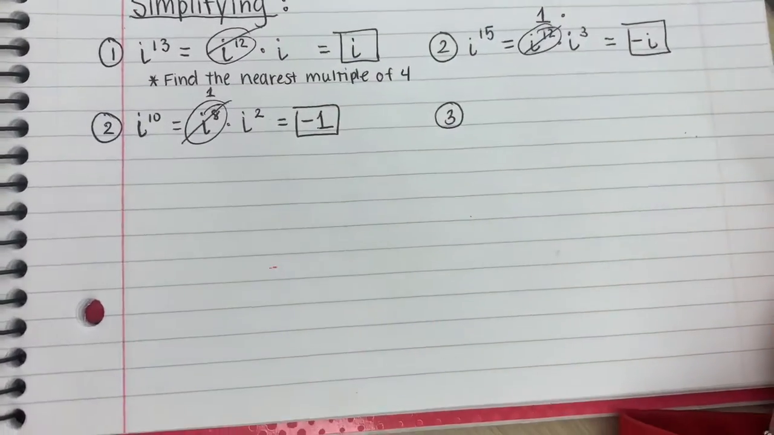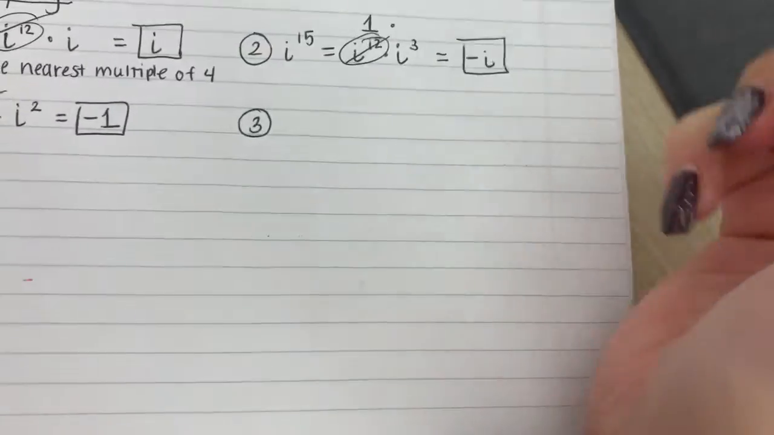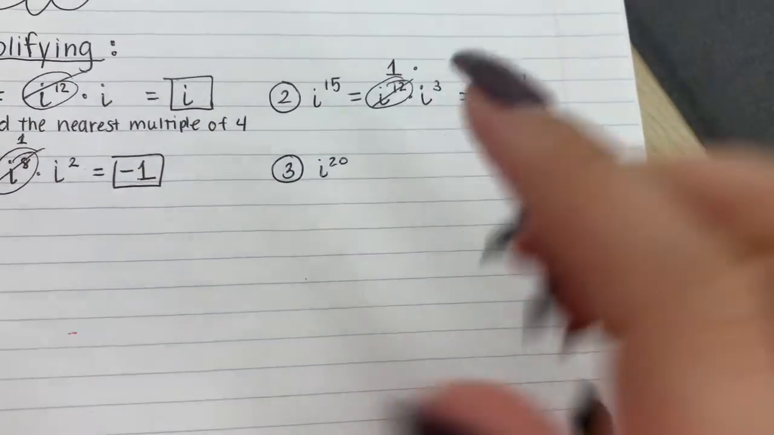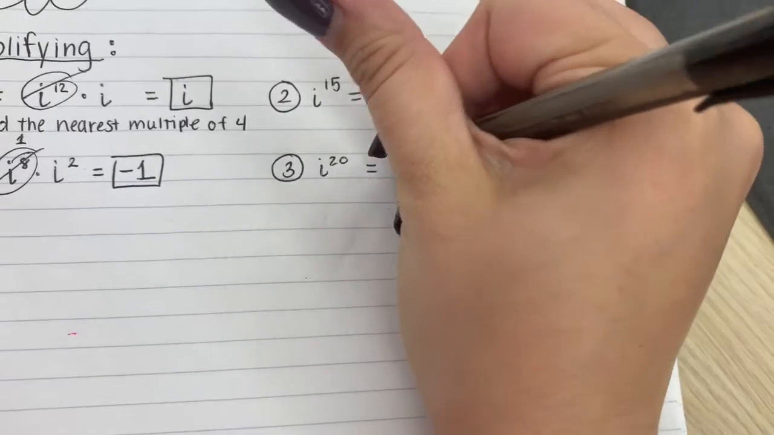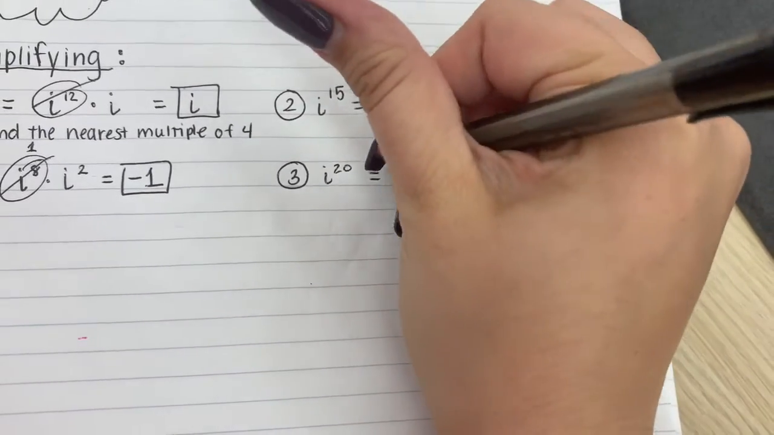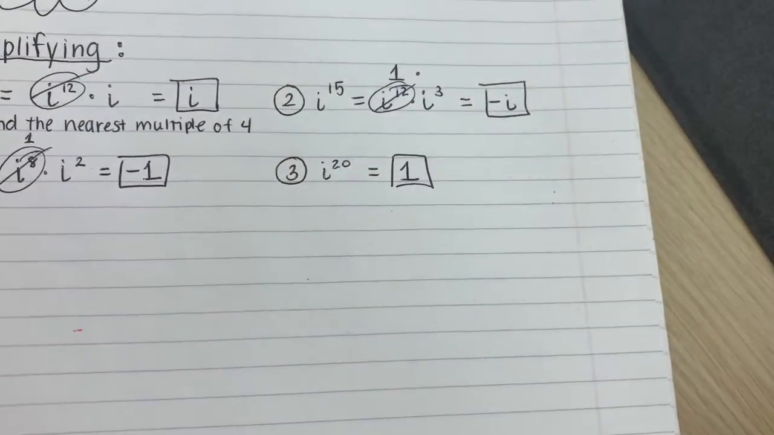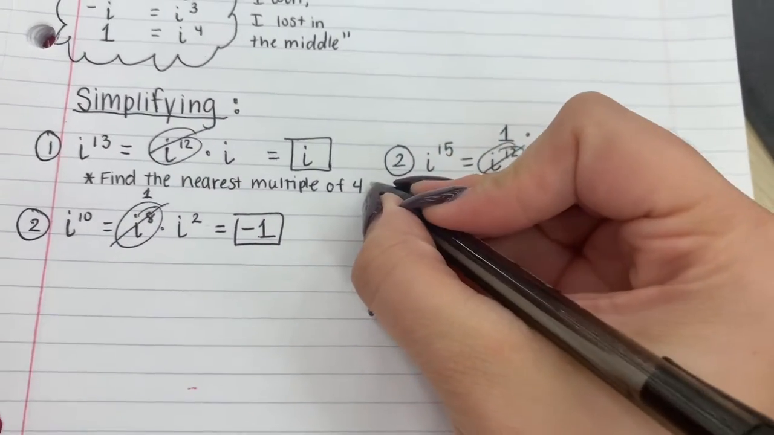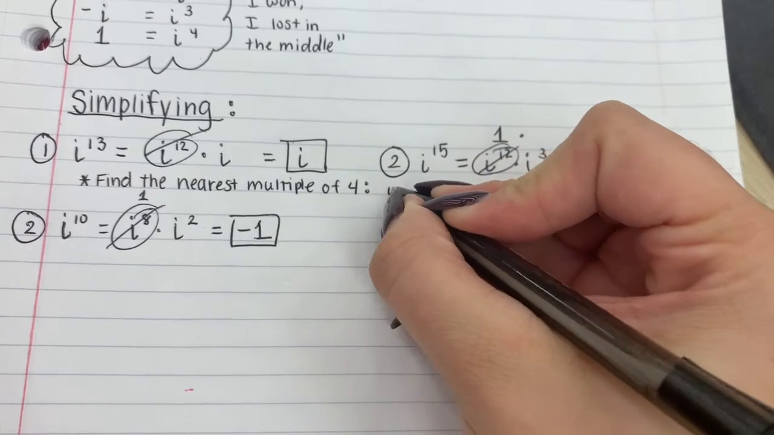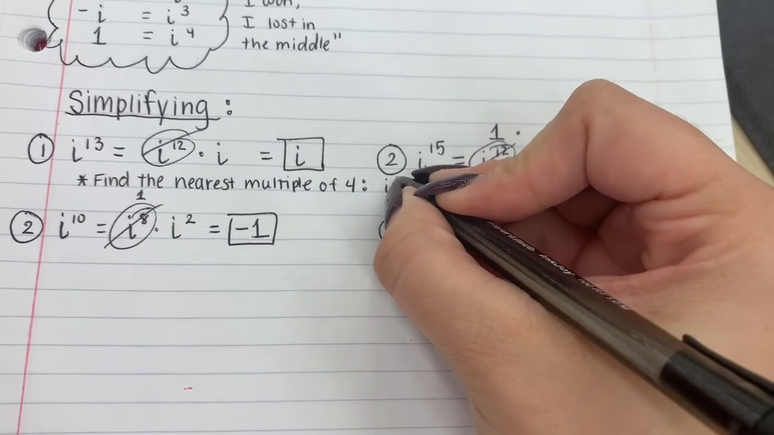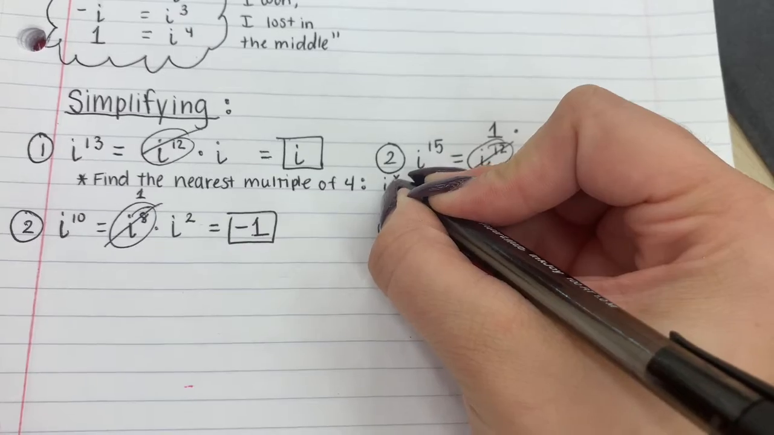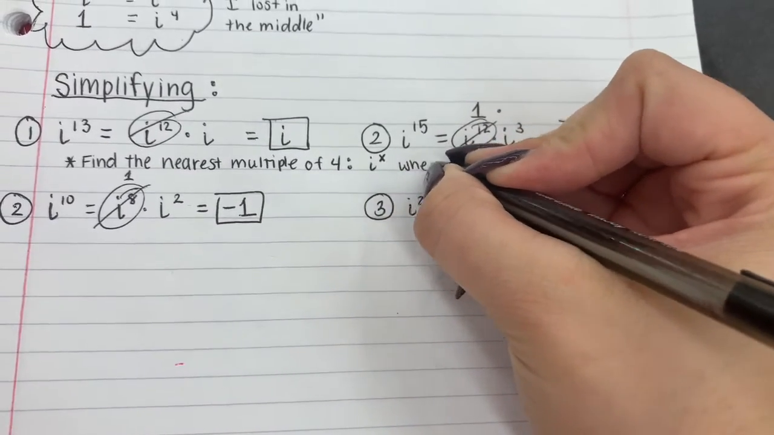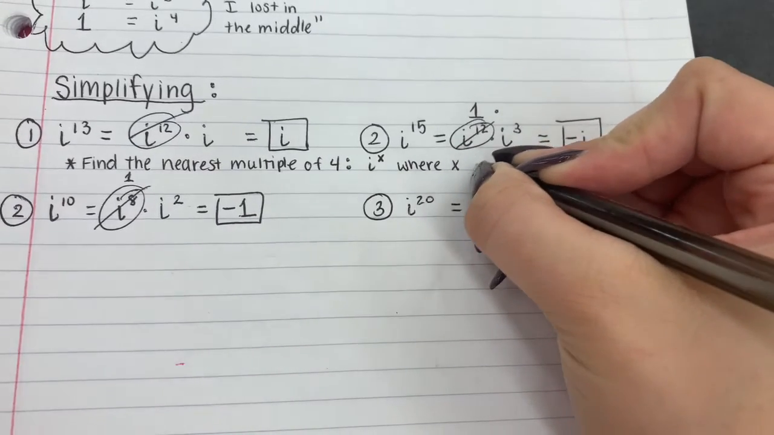So if I take a look at this last one, I just realized I wrote 2 twice. How embarrassing. You should have 1, 2, 3, 4 there. If I look at i to the 20th, well, that 20 is already a multiple of 4. So this is just equal to 1. If we're looking at i to any power, where that power is a multiple of 4, so i to the 4th, i to the 8th, i to the 12th, i to the 16th, any multiple of 4 there is going to give me 1. So that's why i to the 20th is 1.